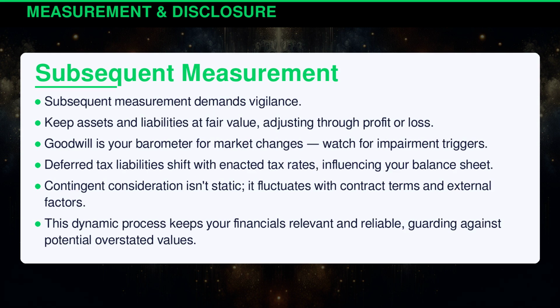Subsequent measurement demands vigilance. Keep assets and liabilities at fair value, adjusting through profit or loss. Goodwill is your barometer for market changes. Watch for impairment triggers. Deferred tax liabilities shift with enacted tax rates, influencing your balance sheet. Contingent consideration isn't static, it fluctuates with contract terms and external factors. This dynamic process keeps your financials relevant and reliable, guarding against potential overstated values.